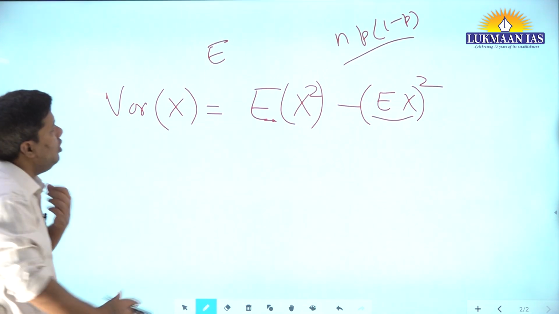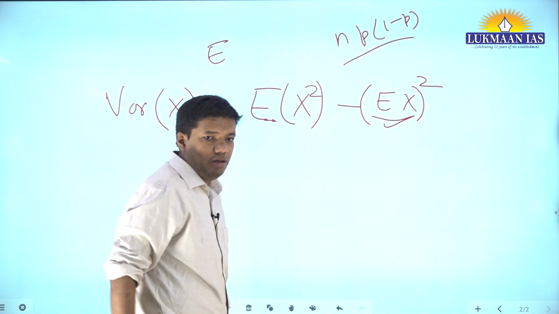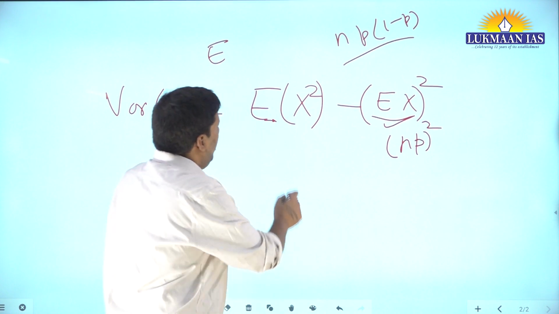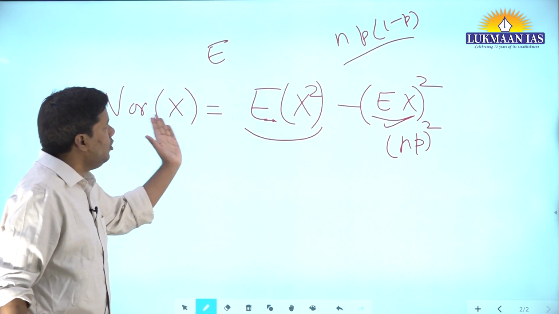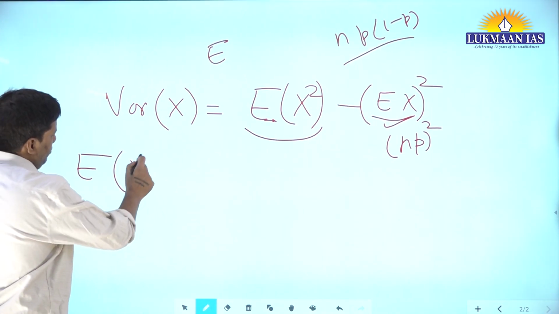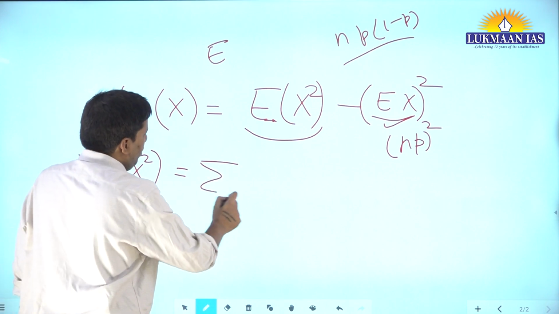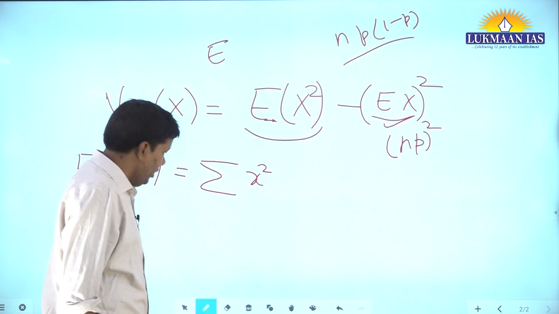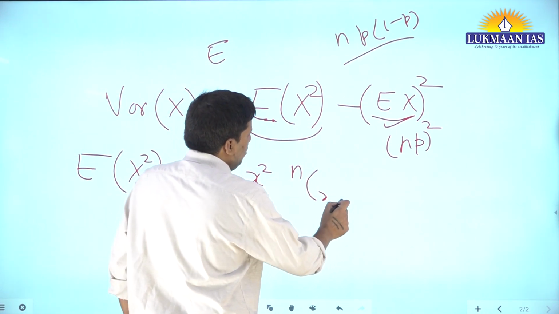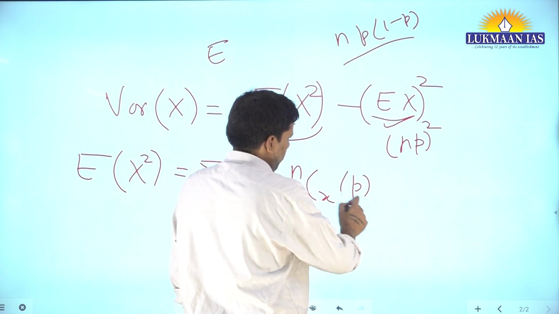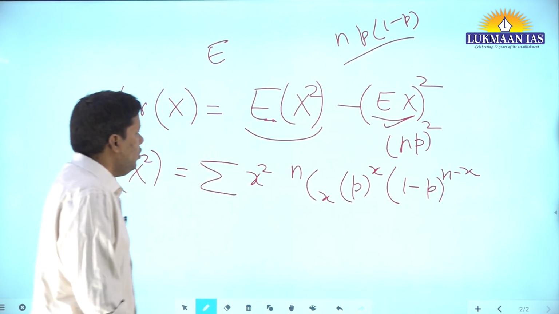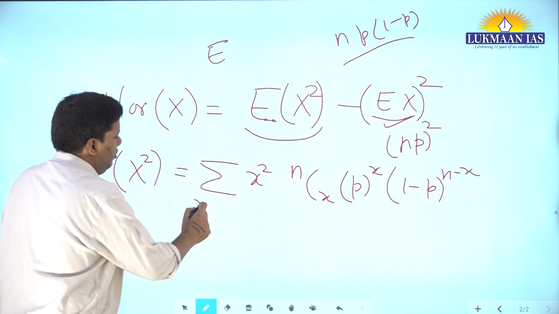using this formula. Now, the expected value you've already calculated. What is the expected value of binomial? NP. So this thing you already know. Let's say you get this value, then you will simply get the variance of binomial as well. How can you define this function? Sigma x square into the PMF. What is the PMF? N C x, p power x, 1 minus p power n minus x, and x varies from 1 to n.